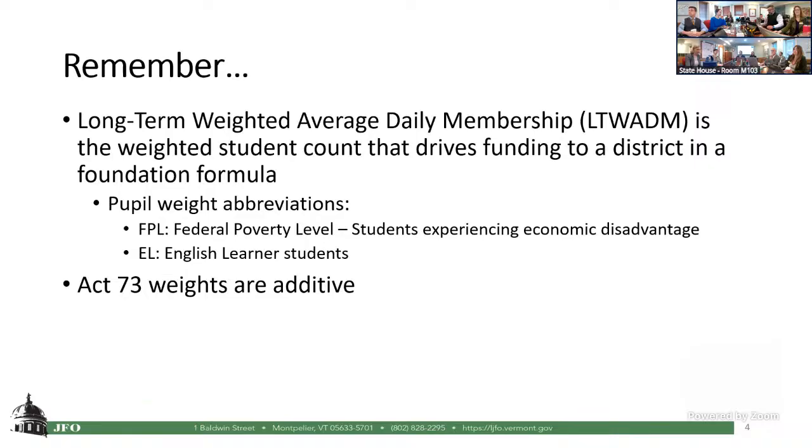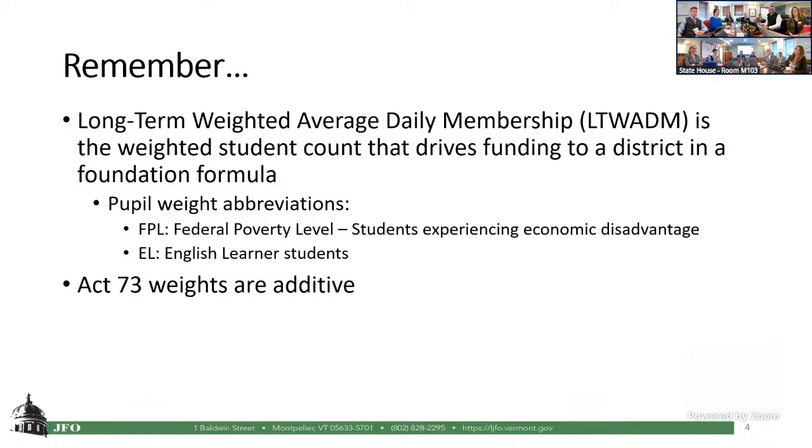Just as a reminder, long-term weighted average daily membership is a term that you will see quite often in this presentation. You'll also see the term long-term average daily membership. So the abbreviations LTWADM and LTADM are ones you're familiar with. That is the student count that, in a foundation formula, drives the funding to a district. That is a long-term ADM membership: the students of the district and any pupil weights that they have. Those two combined are how you get to the long-term weighted ADM.